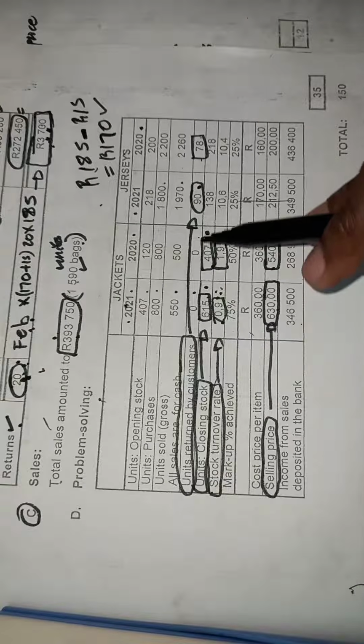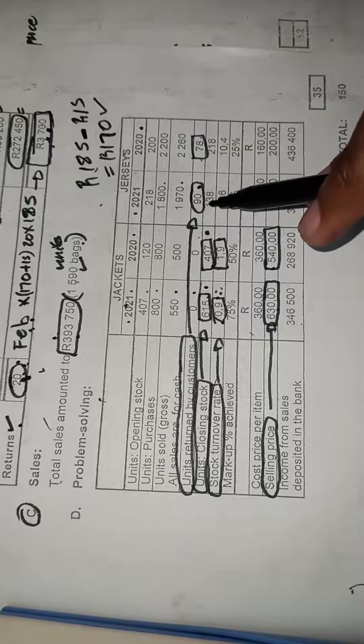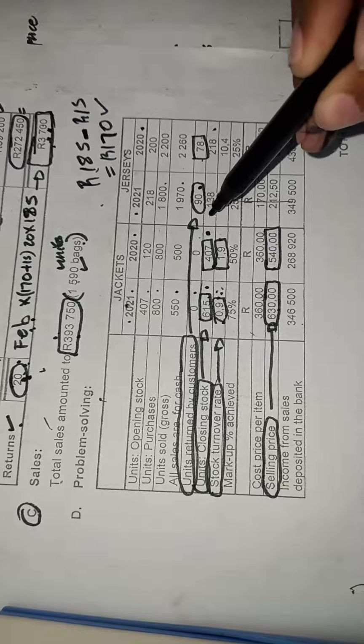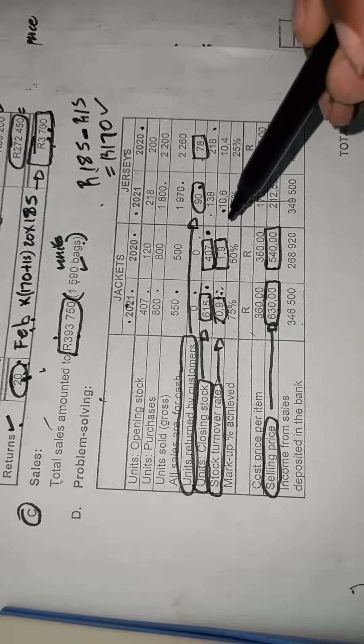Problem number 2 on jerseys. We have now dealt with returns by customers. Now units of closing stock: last year it was 218. This year it is 138. This one has improved. What else? Stock turnover rate has improved as well, even though it's not that much bigger. Then what else? Selling price. Where's the selling price?